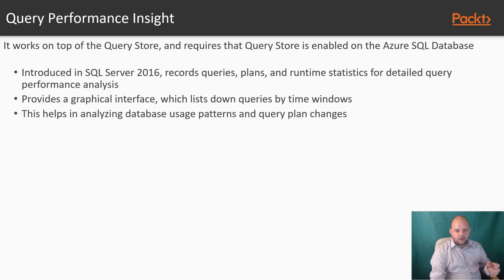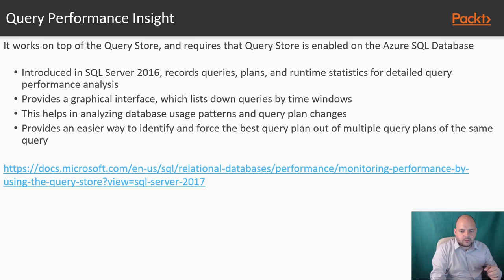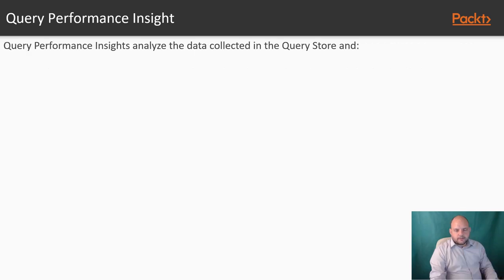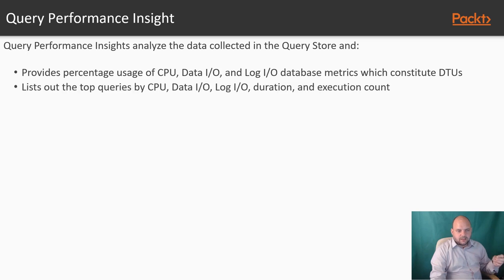It provides an easier way to identify and force the best query plan out of multiple query plans for the same query. And you can visit this link here to read more about Query Store for on-premises SQL Server. Now, Query Performance Insight analyzes the data collected in the Query Store and provides a percentage usage of CPU, data I/O, and log I/O, database metrics which constitute DTUs. They list out the top queries by CPU, data I/O, log I/O, duration, and execution count.